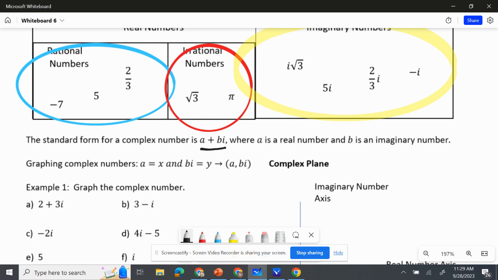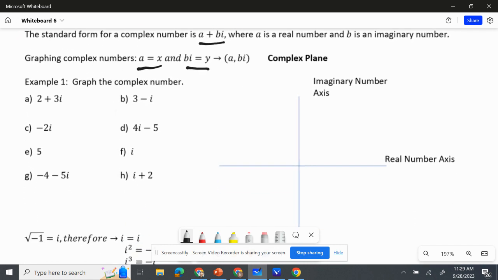And when we graph them, we treat the real number as our x value and the imaginary number as our y value. So we could think of it as an ordered pair. So we're going to plot each of these points on the complex plane. We treat the real number as our x, so we'll go left and right, and we treat the imaginary number as our y value, which will be up or down.